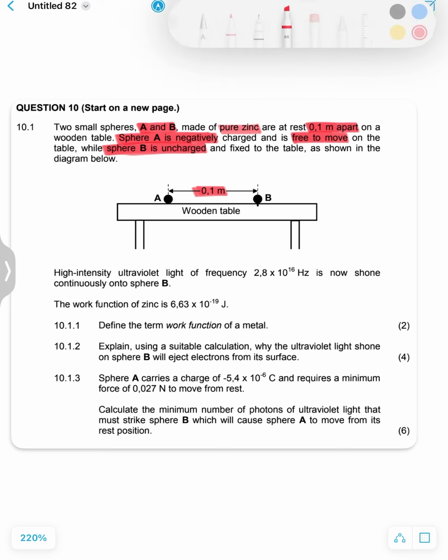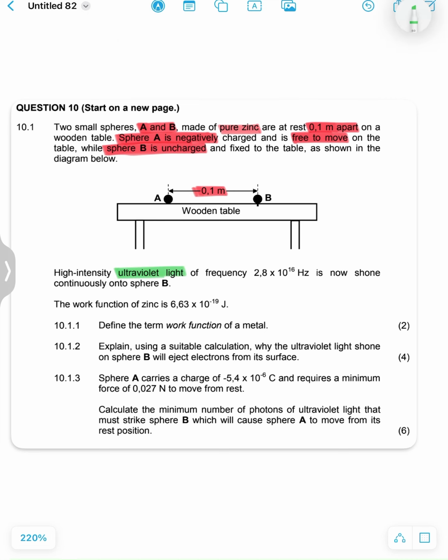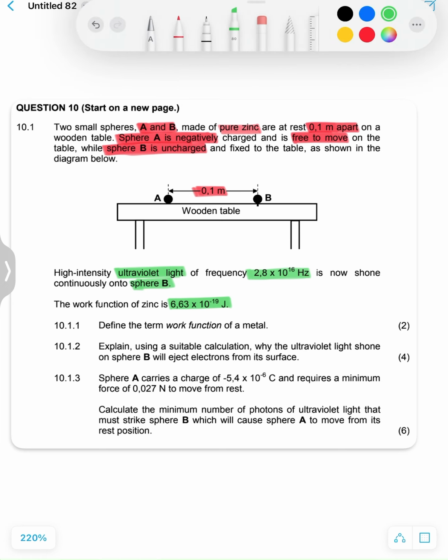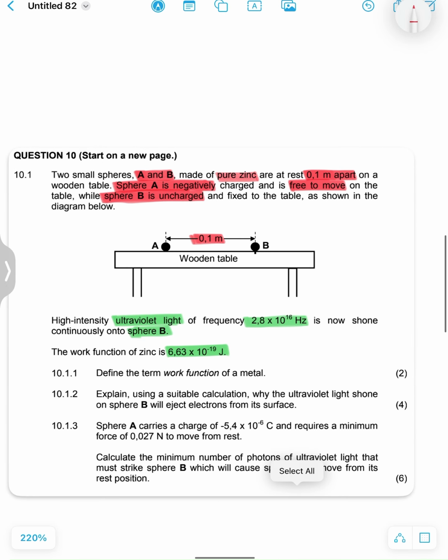High intensity ultraviolet light of a frequency 2.8 times 10 to the power of 16 Hertz is now shone continuously on sphere B. And they're saying that the work function of the zinc metal is 6.63 times 10 to the power of negative 19. So I'm just going to analyze the information given and then explain what is happening in this question.